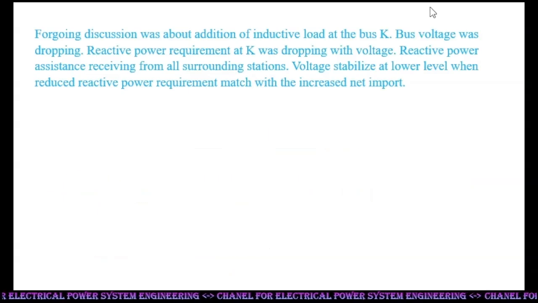The foregoing discussion was about the addition of inductive load at the bus K. Bus voltage was dropping. Reactive power requirement at K was dropping with voltage. Reactive power assistance was received from all surrounding stations. Voltage stabilizes at a lower level when the reduced reactive power requirement matches the increased net import.